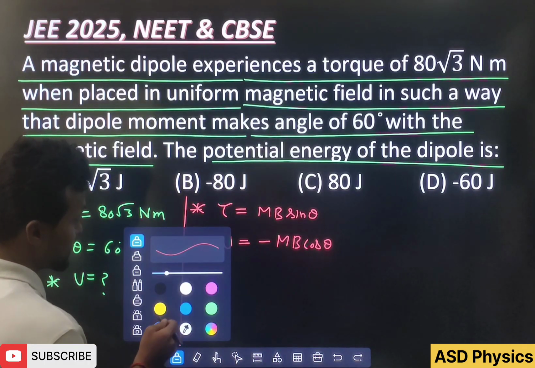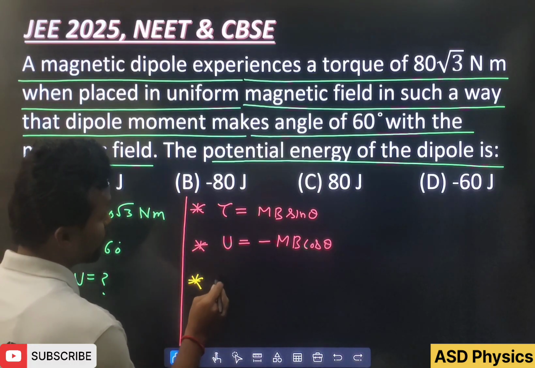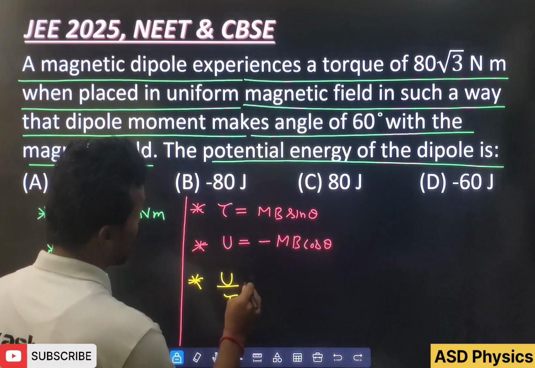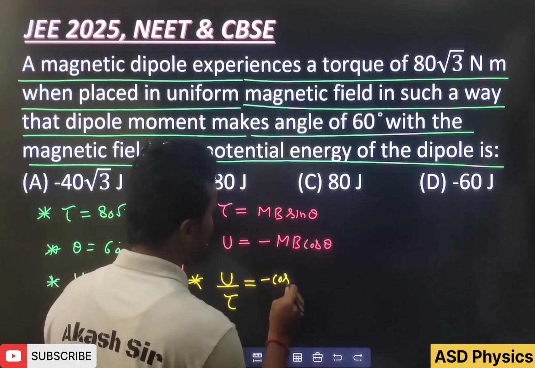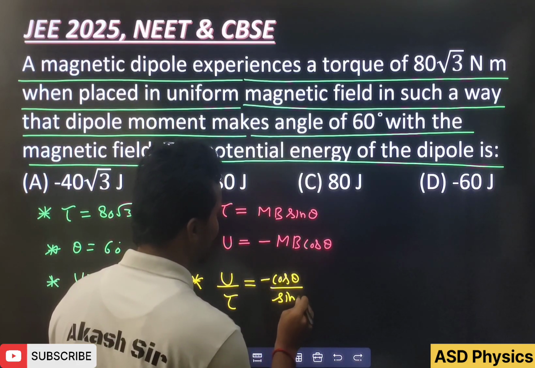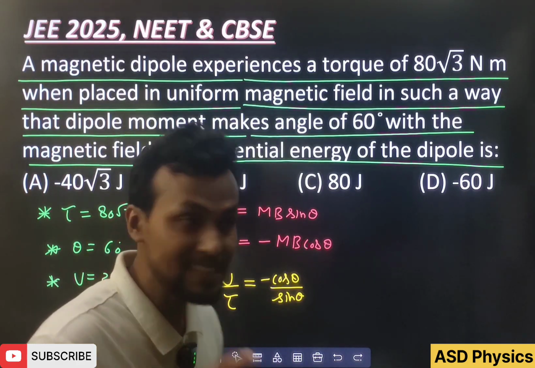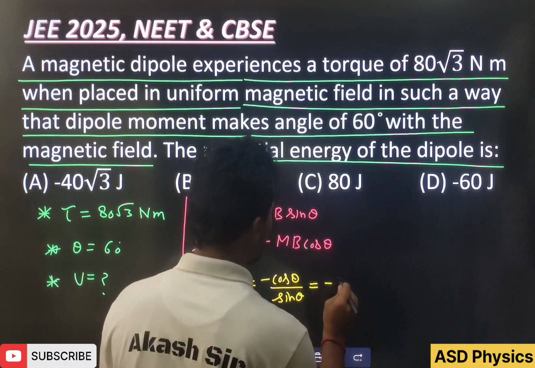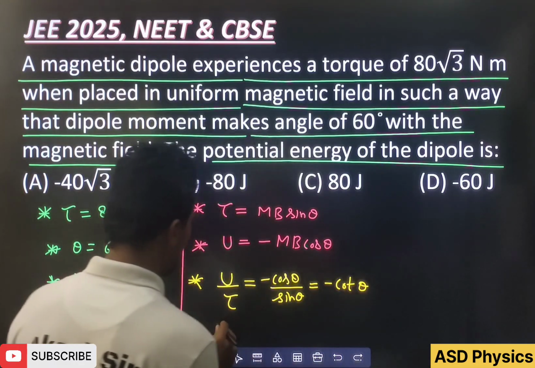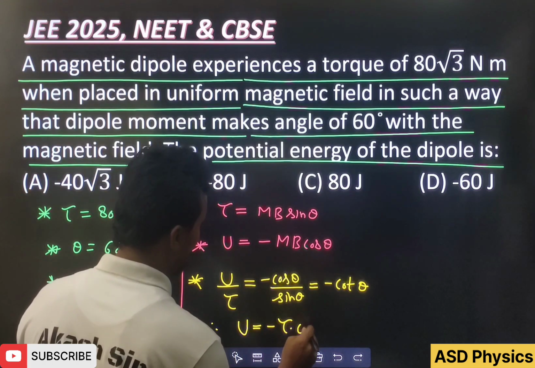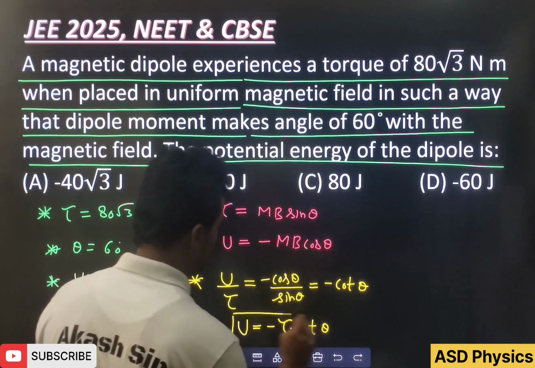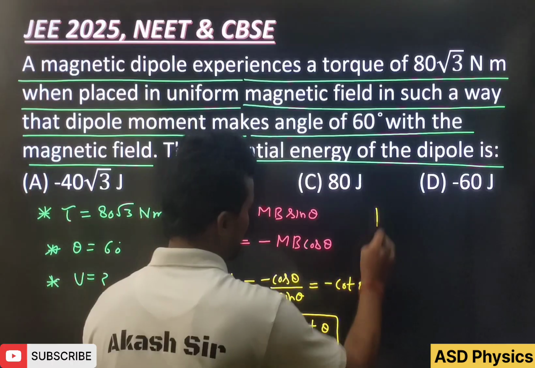Now, can I divide both of these? If I divide both of them, let's take U by tau. Anyhow, mB cancel, and this will become minus cos theta by sin theta. And what is cos theta by sin theta? Cot theta. So here I can write minus cot theta. I am making one general formula. Hence we can write potential energy is given as minus tau into cot theta. This is the general formula, remember that.